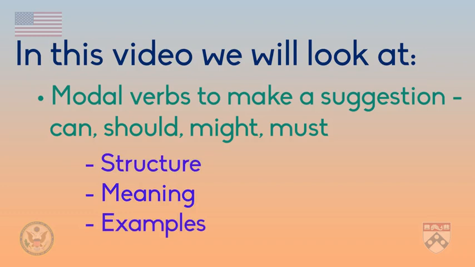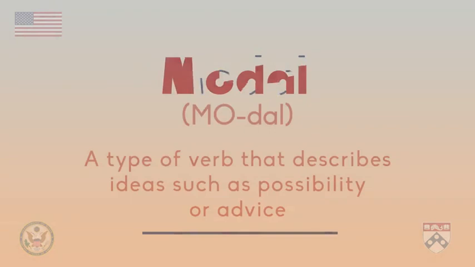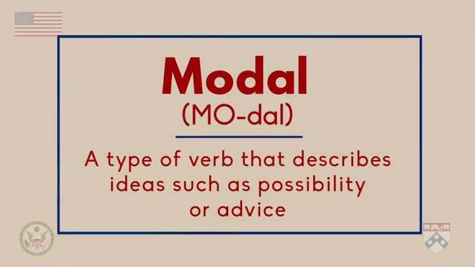In order to talk about modals, the very first thing you need to do is define verb. A verb is a word that tells an action or a state of being in a sentence. Run, walk, think, and be are all verbs. Now we can define modal. A modal is a special type of verb, usually used with another verb, that describes ideas, such as making a suggestion, giving advice, or talking about the probability, the chance of something happening.